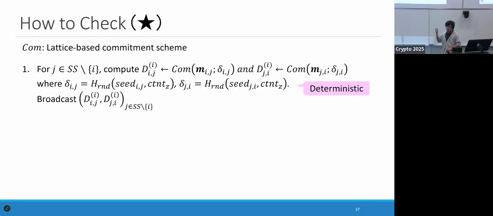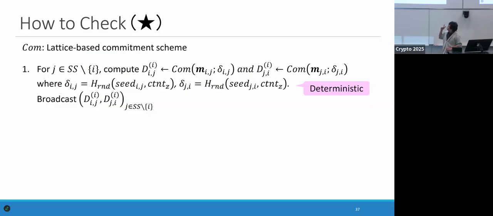To ensure this condition, we consider the protocol like this. Here we use a lattice-based commitment scheme. In the first round, each signer generates a commitment of vector M, where small delta is commitment randomness deterministically computed from pairwise seed and protocol message so far.